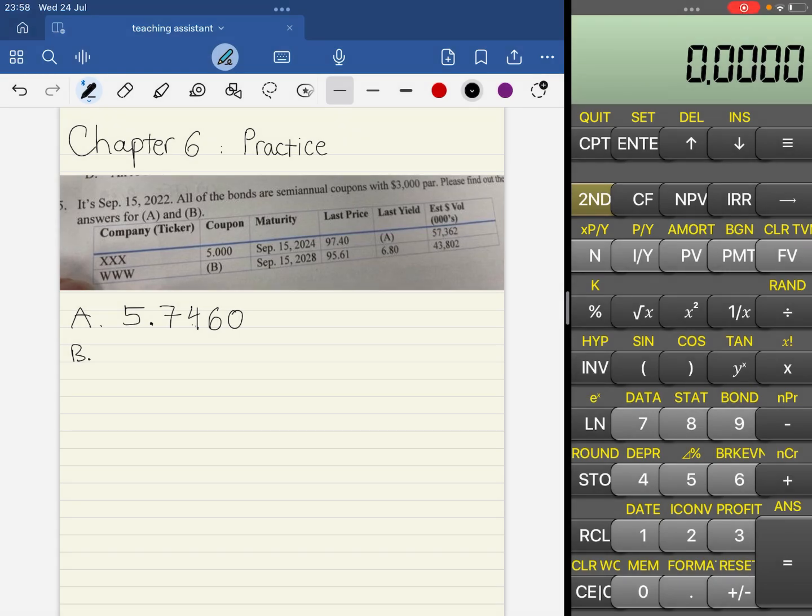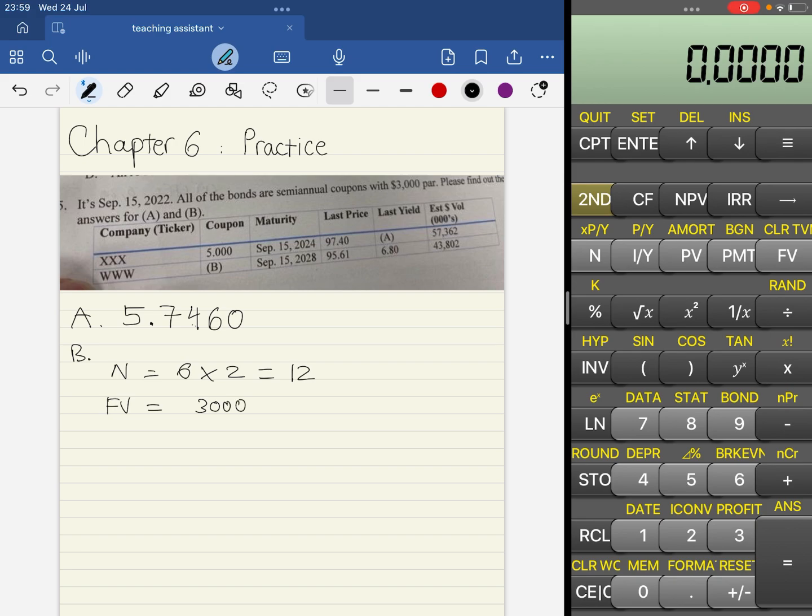Now let's do part B. So first of all, let's find out the period. From 2022 to 2028, there are 6 years. However, again, it's computed semi-annually. Therefore, the total number of periods is equal to 6 times 2 equals 12. Next, the future value is still going to be equal to $3,000, which is the par value of the bond.